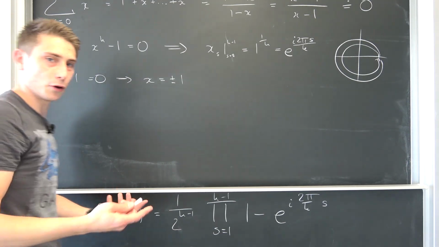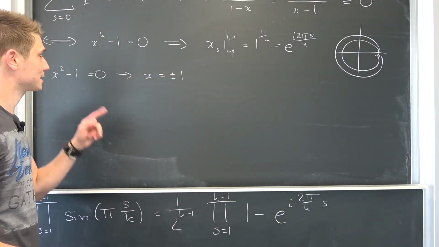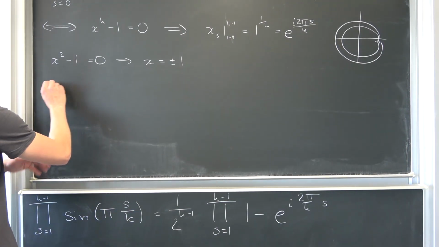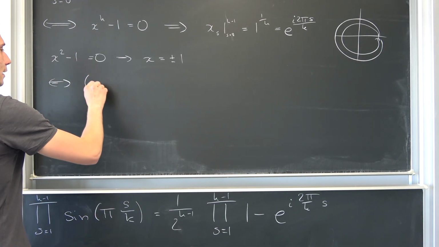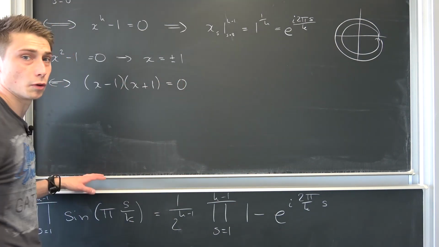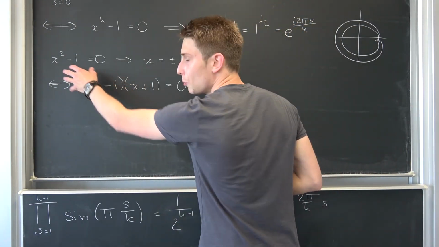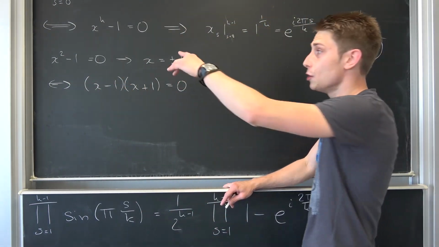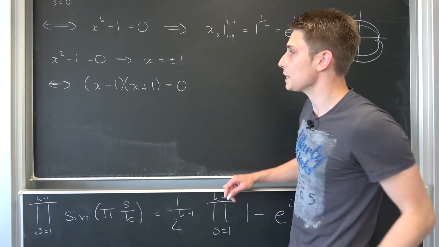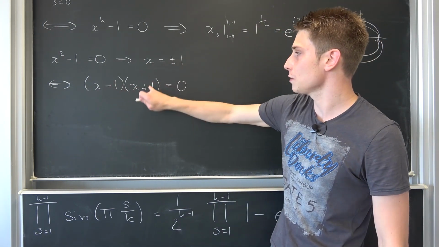Easy as that. But also, this thing right here is nothing but the difference of two squares, meaning we can simply decompose it into x minus 1 times x plus 1, being equal to 0. This is just our polynomial, and we know what the roots are, namely our positive 1 is in here and our negative 1 is in here.